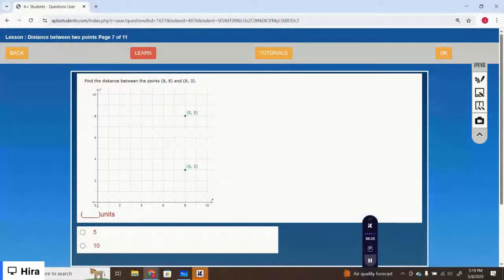Find the distance between the points (8, 8) and (8, 3). That is 8 minus 3, which is 5. So that is 5 units. Option number 1 is the correct option.